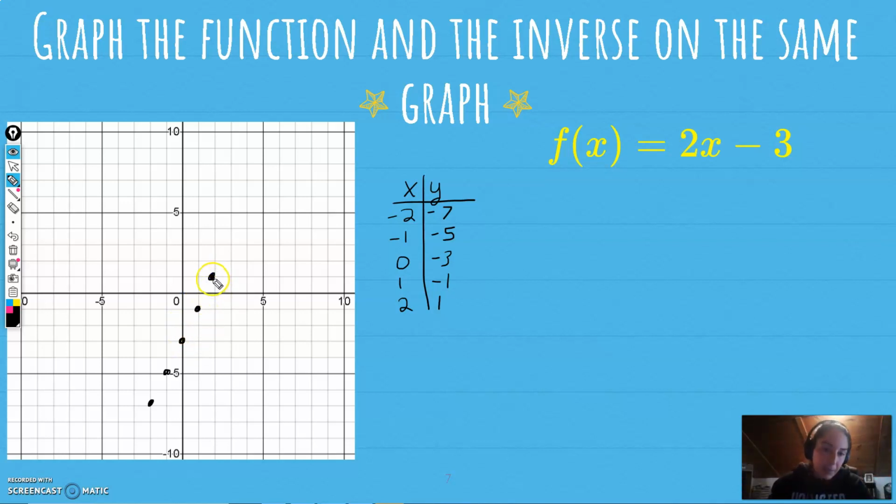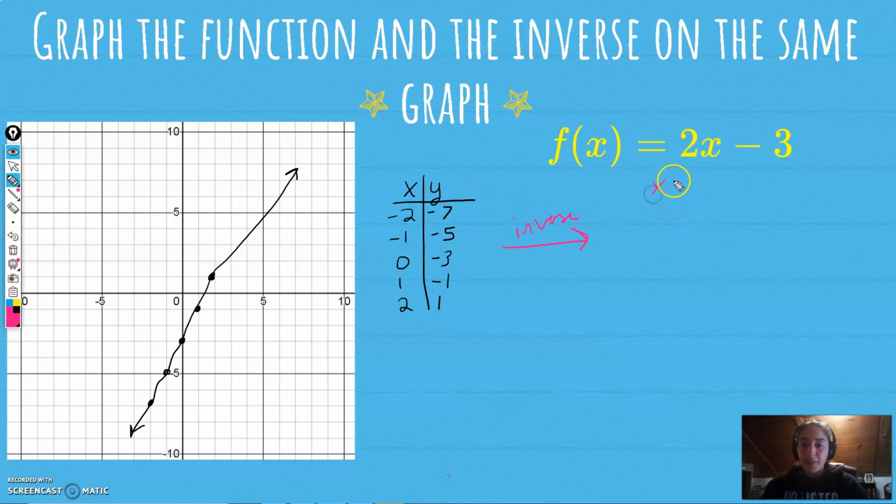Okay, let's draw a line between these as best as I possibly can. This is supposed to be a straight squiggle line. Okay. So there's the function 2x minus 3. Now let's grab the inverse function.